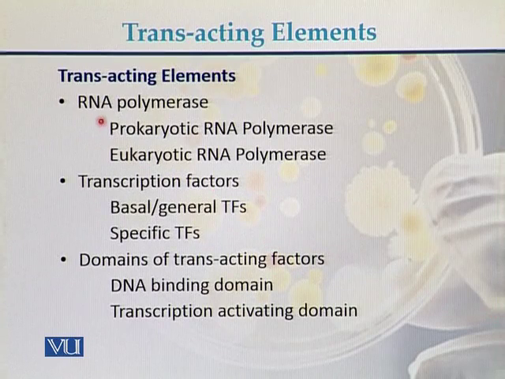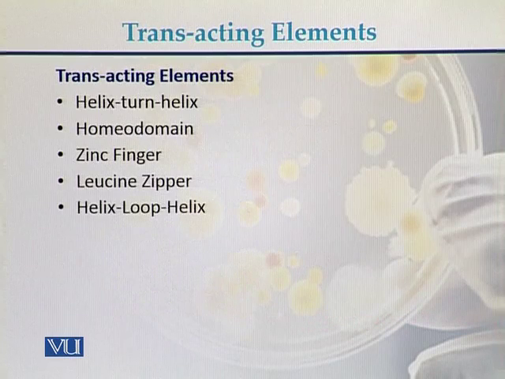Trans-acting elements can be in the form of RNA polymerase, in the form of transcription factors, and domains of trans-acting factors. RNA polymerase can be prokaryotic or eukaryotic. Transcription factors can be basal or general transcription factors and specific transcription factors. Domains of trans-acting factors: DNA binding domains, transcription activating domains. So these are all trans-acting elements.